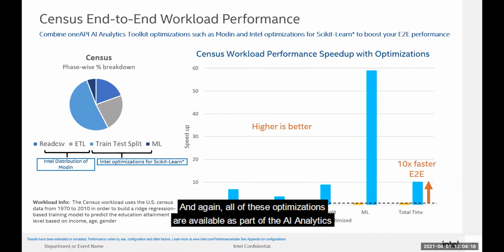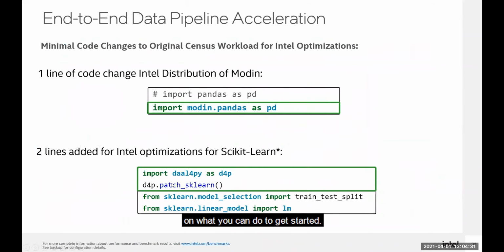And again, all of these optimizations are available as part of the AI Analytics Toolkit. And the Census workload is actually available as part of the oneAPI AI Kit code samples, which I will be showing you later on, so you can see what you could do to get started.